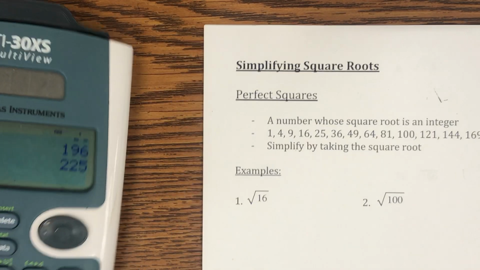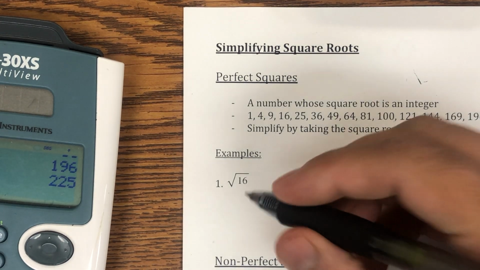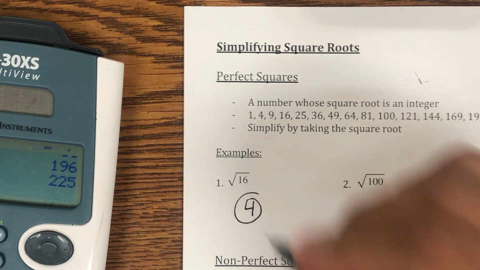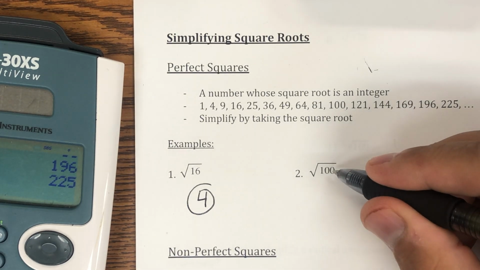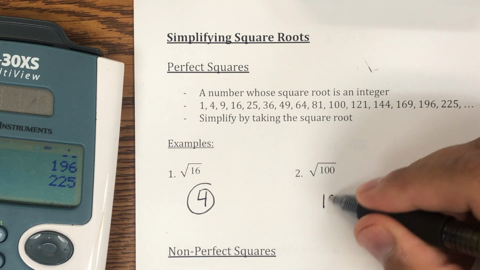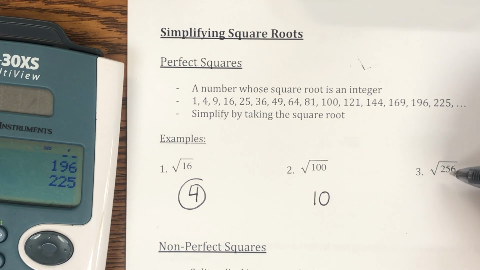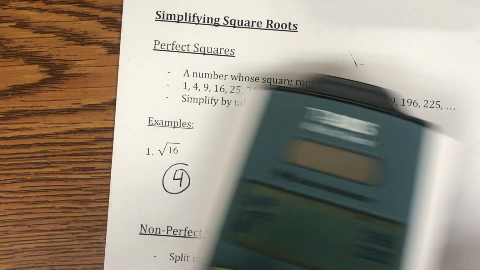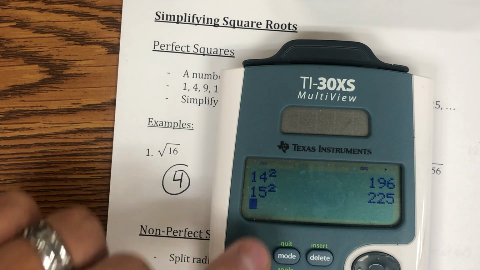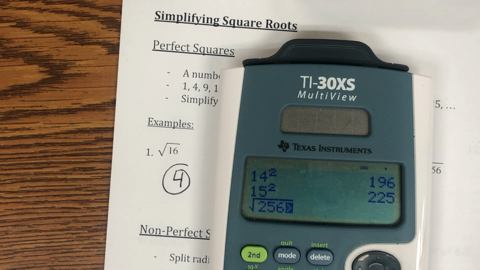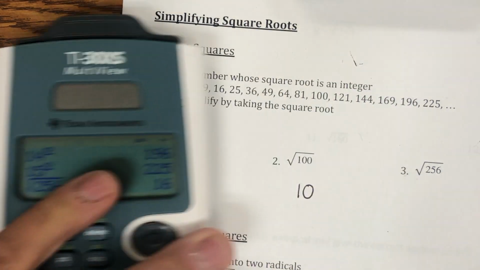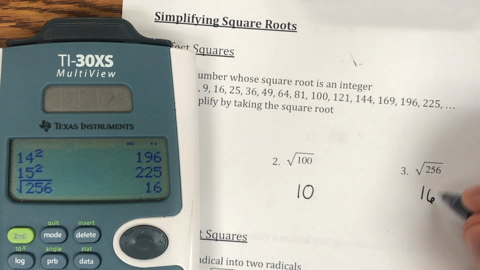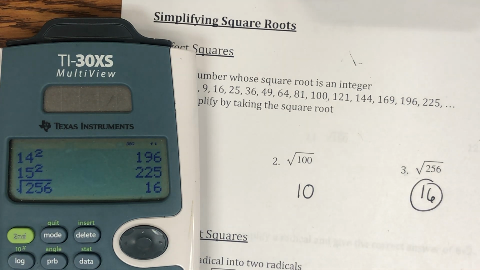So, the square root of 16. What number times itself is 16? Well, 4. 4 times 4 is 16, so the square root of 16 is 4. Square root of 100. What number times itself is 100? 10 is. And 256. Well, we did do the 256, or did we not? I don't remember seeing it, but let's check. I'm going to use my calculator for this one, see if it's a perfect square. Second, square root 256. Oh, 16. So 16 times 16 is 256.